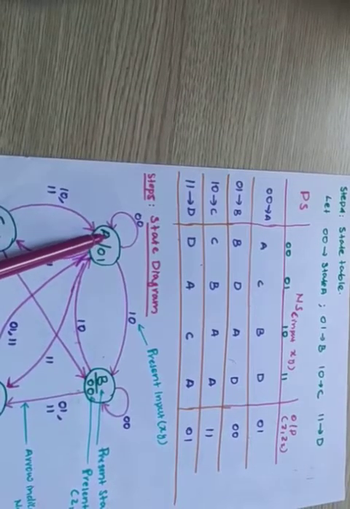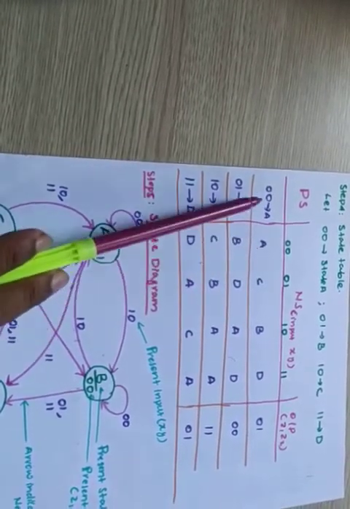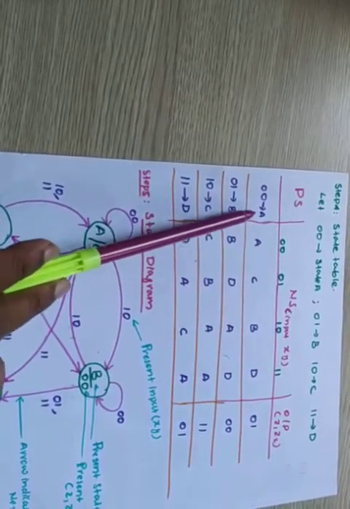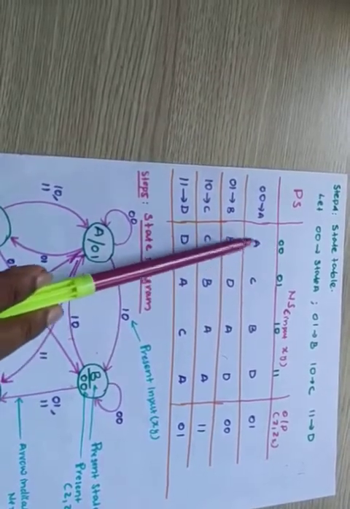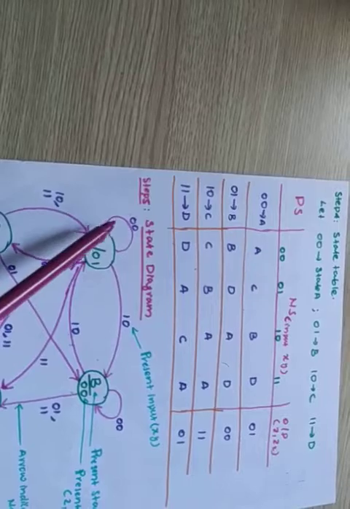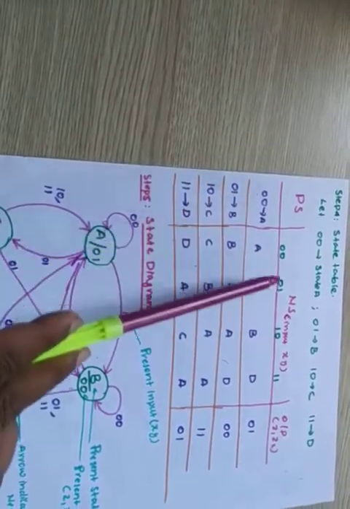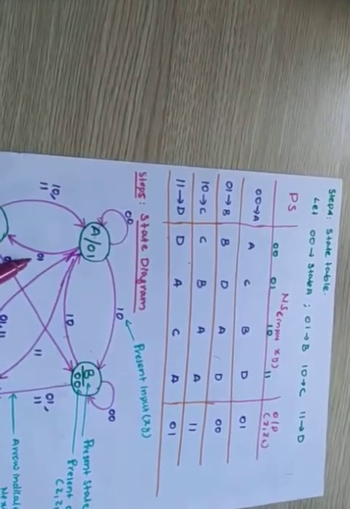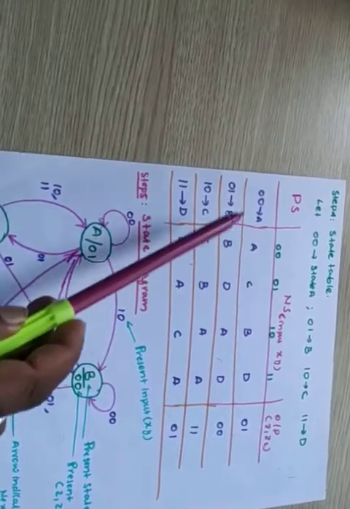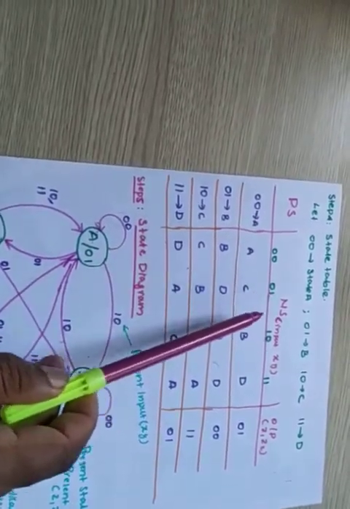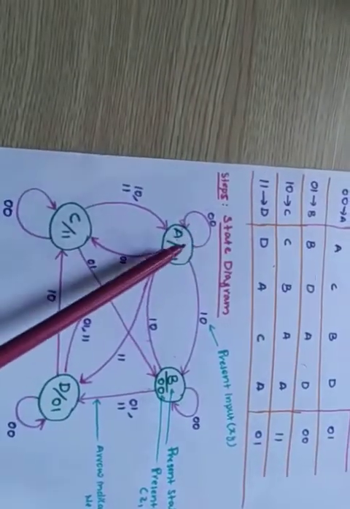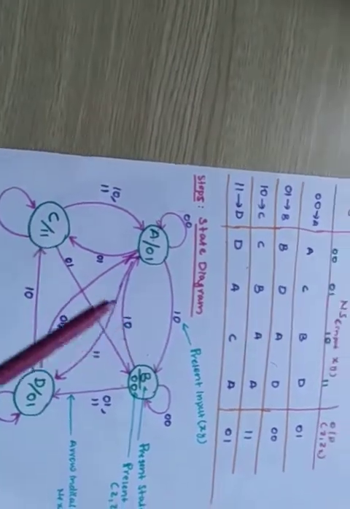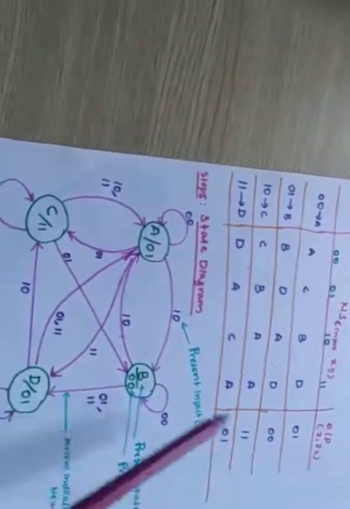From state A, 00 is the input. What is the next state? For present state A, 00 input, the next state is A only. For state A, you are giving 01 input, the next state is C. That is, for state A, with this 01 input, it will change to state C. And state C has output 11.